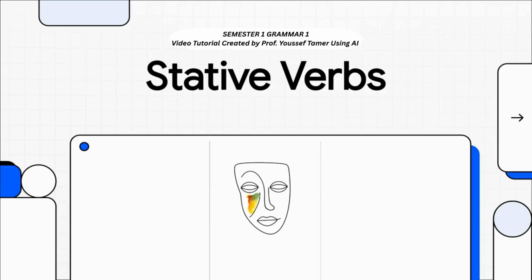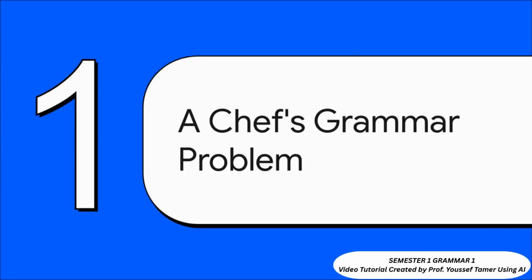All right, let's crack the code on a part of English grammar that trips almost everyone up. Stative verbs. You know, those verbs that just sound weird with an -ing at the end? We're going to figure out why. Okay, to get started, let's dive right in with a super simple scenario.